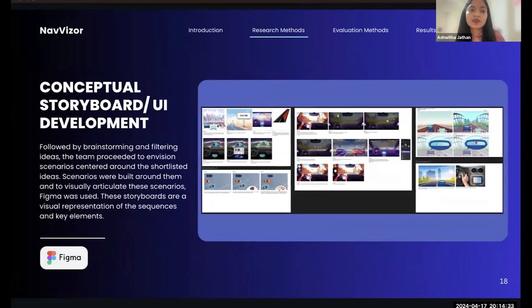Once the final ideas were filtered, we moved on to creating our storyboards and conceptual UI. We built scenarios around the concepts and used the storyboarding method to visually articulate them. This method helped in visualizing the ideas that we had and defining the key elements we wanted to work on. Let's now look into our visual storyboarding in the following video.